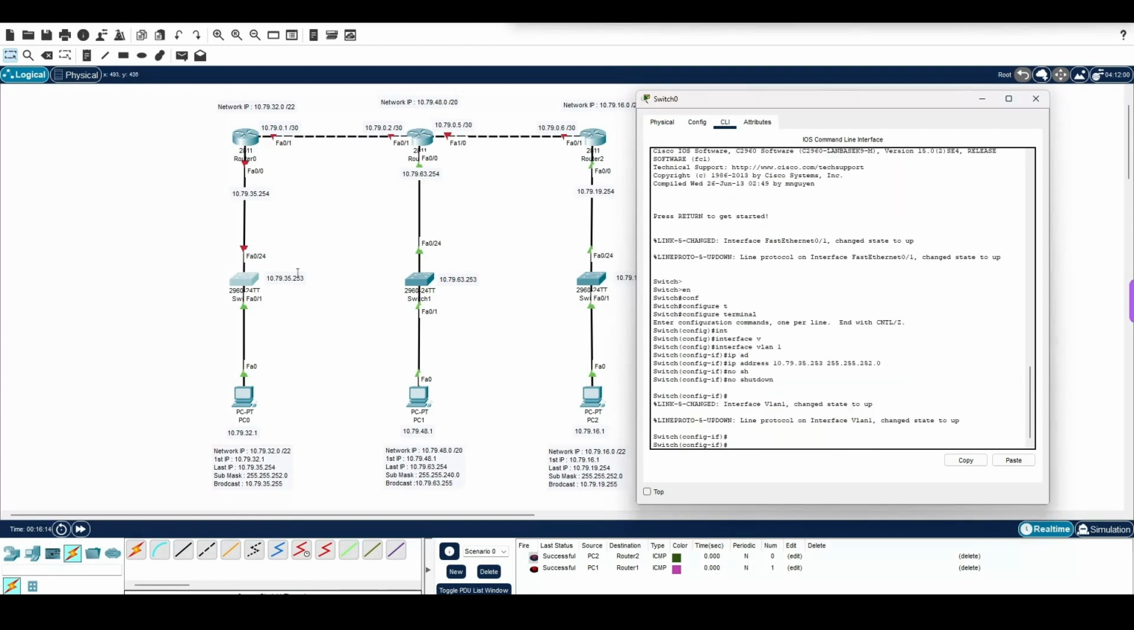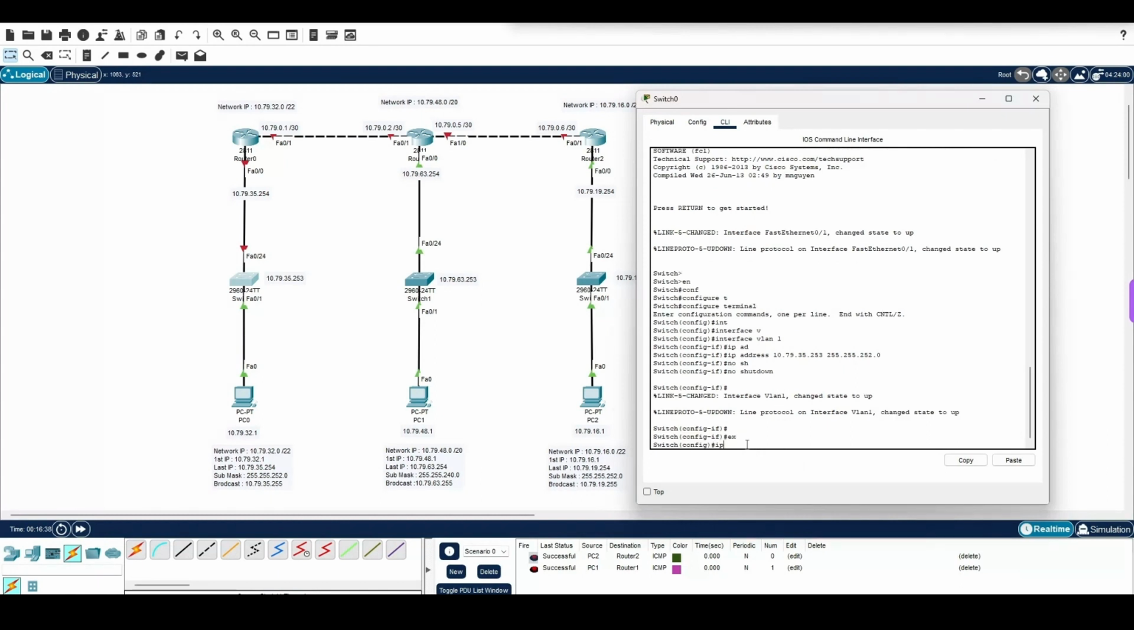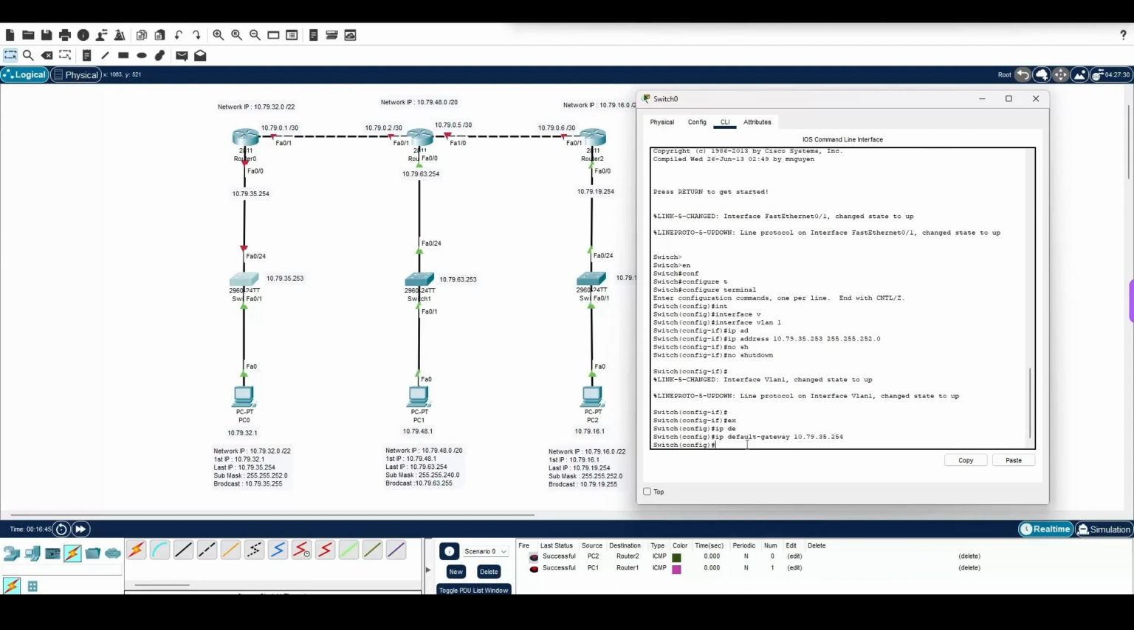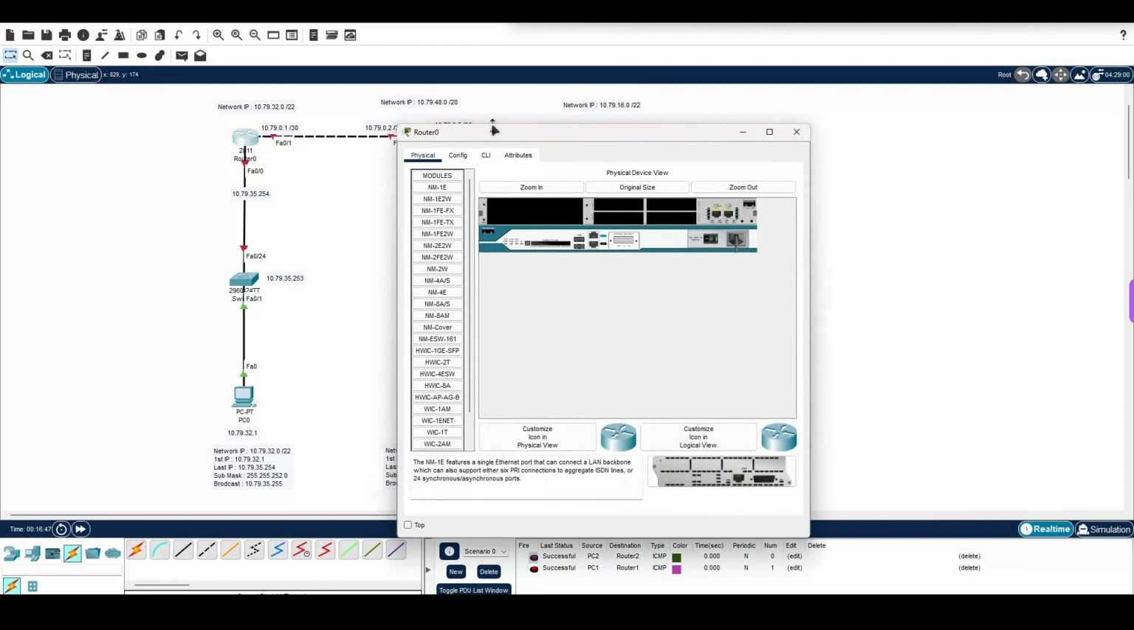Again, it doesn't need to be 253 or 254 here, or first here. Like in the real world, you can choose any IP here and any IP here, as long as it's in this range. But I think this is the preferred method for the exam or this class. I was about to forget about the default gateway here for the switch.